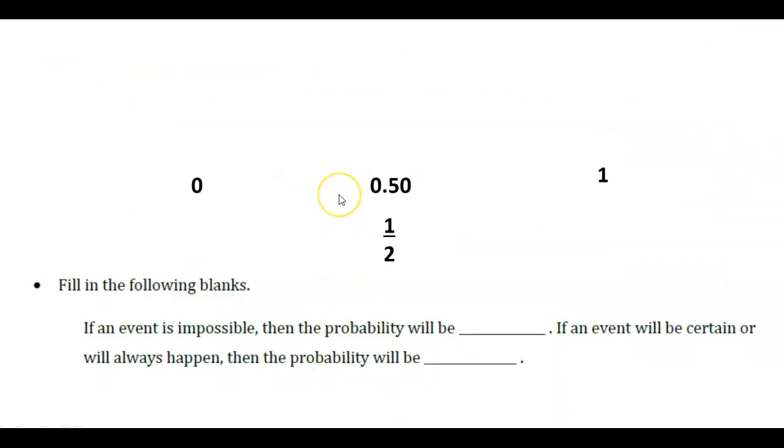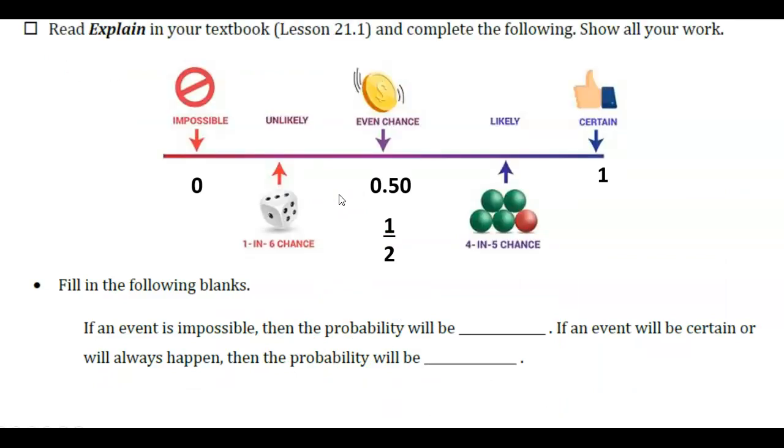And unpause. So it says read, explain from your textbook, and complete the following activity. It says if an event is impossible, the probability will be blank. If an event is certain or will happen, then the probability will be blank. So notice how we have a couple of things. There's the word impossible, and there's the word certain.